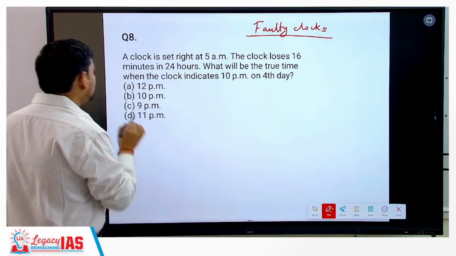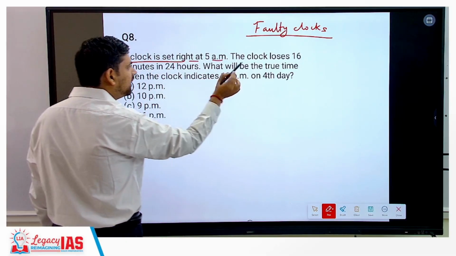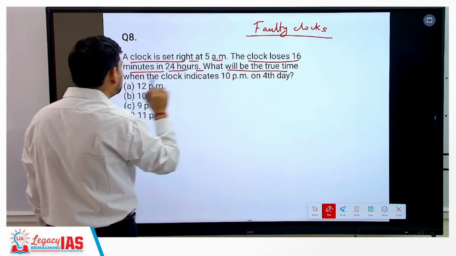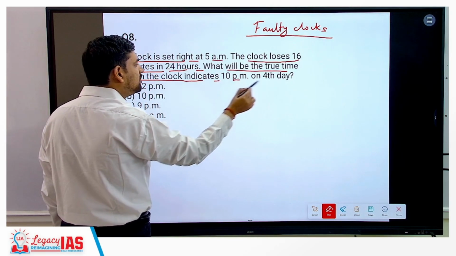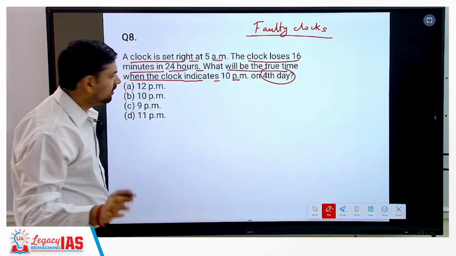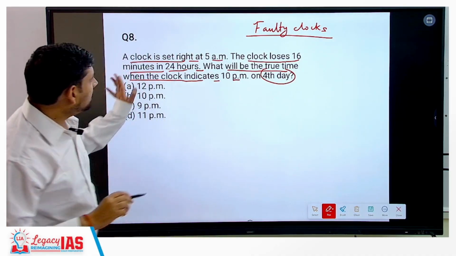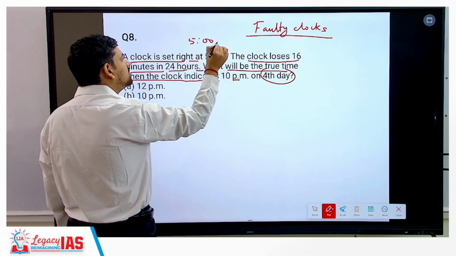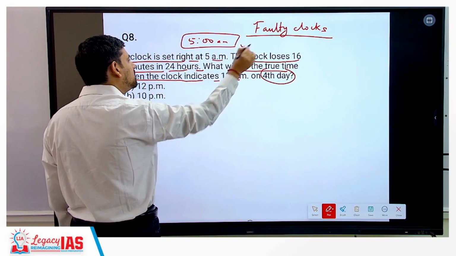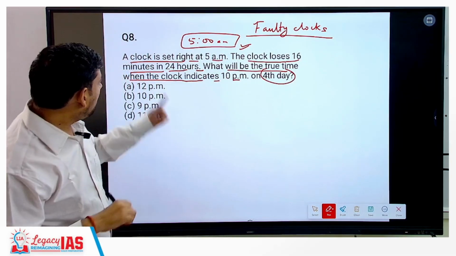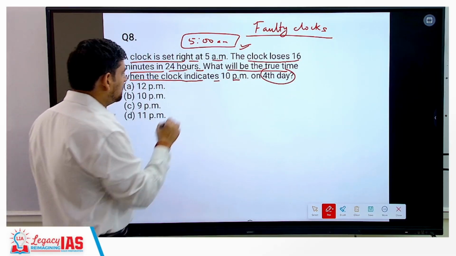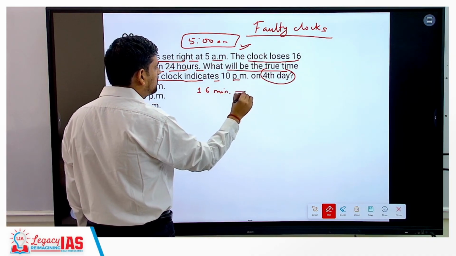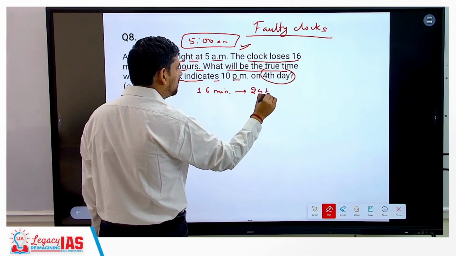See how. It says a clock is set right at 5 am. The clock loses 16 minutes in 24 hours. What will be the true time when the clock indicates 10 p.m. on the fourth day? So read it first. First line, a clock is set right at 5 am. So the first day at 5 am it is showing correct time. Then the clock loses 16 minutes in 24 hours.